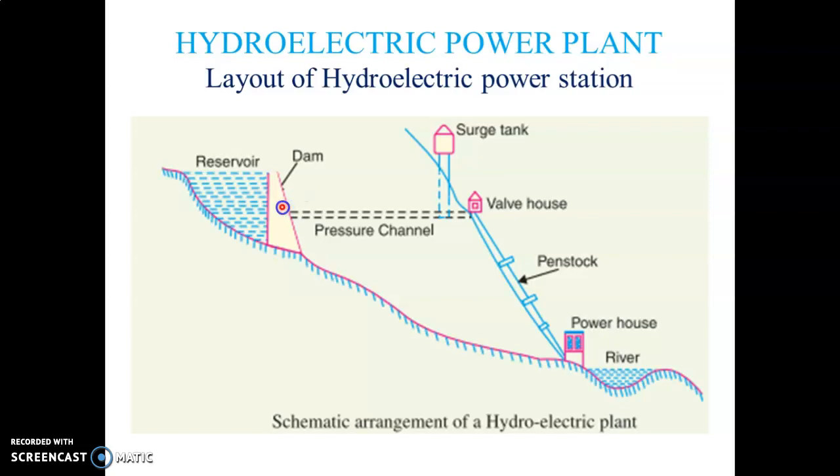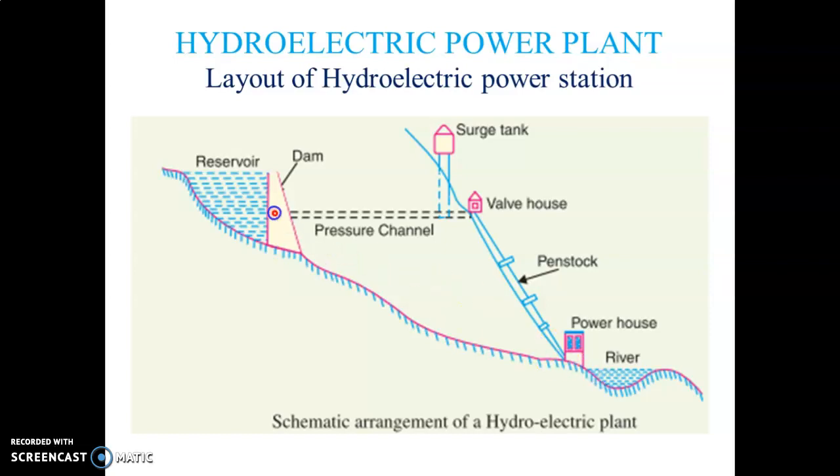The main components of hydroelectric stations are dam and reservoir, penstock, valve house, surge tank, powerhouse. In the powerhouse, both turbine and alternator are accommodated. And finally, tail race. So I repeat, the major components of hydroelectric power stations are dam and reservoir, penstock, valve house, surge tank, powerhouse, which accommodates both the turbine and alternator, and tail race.